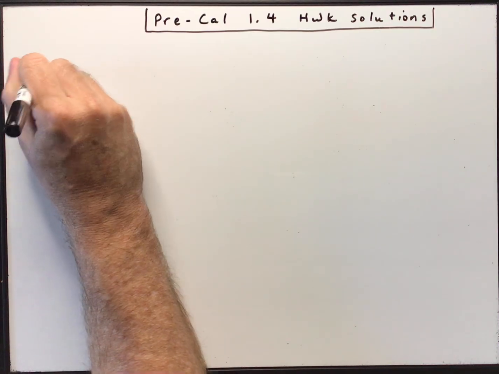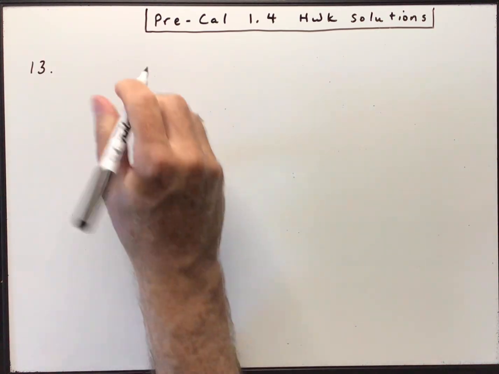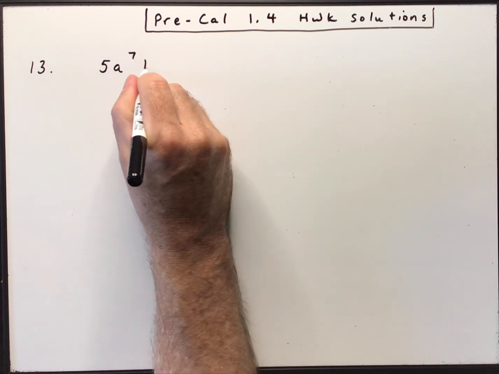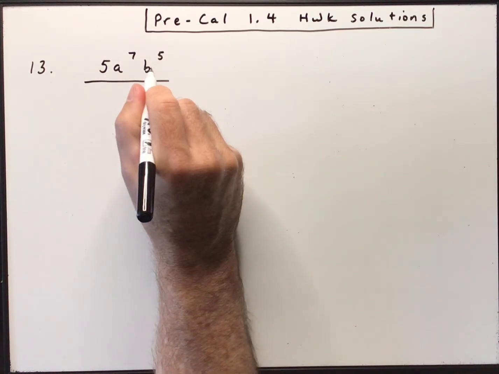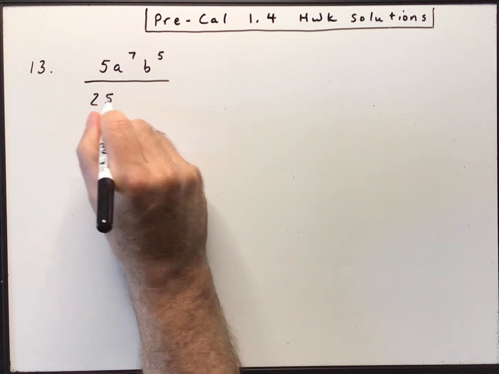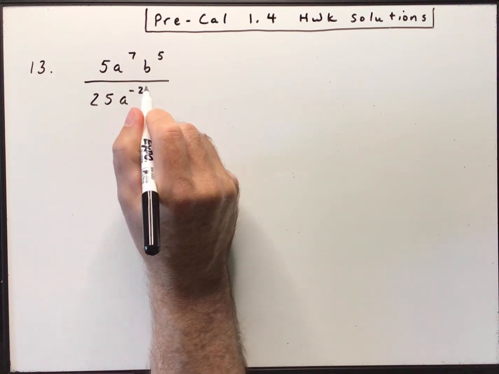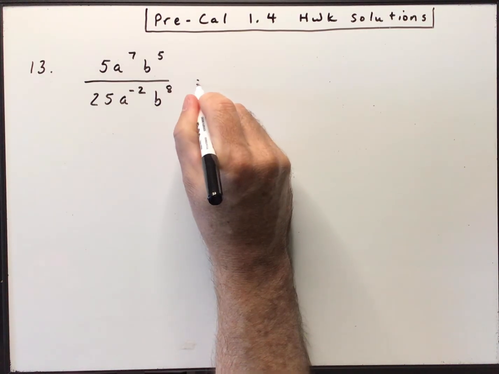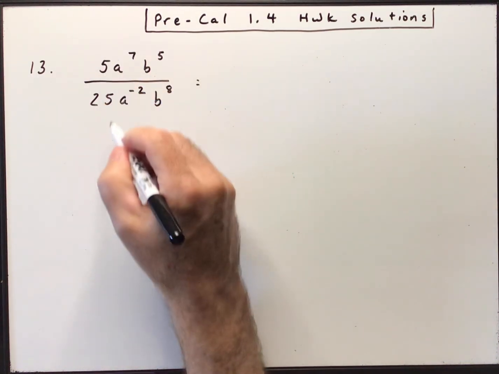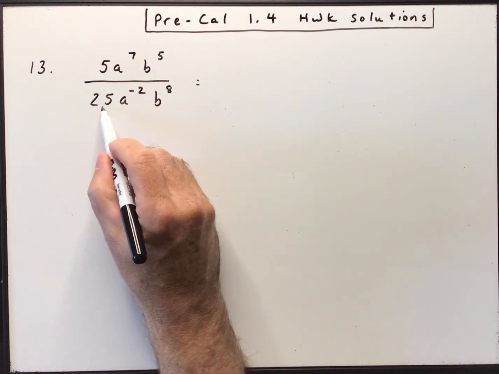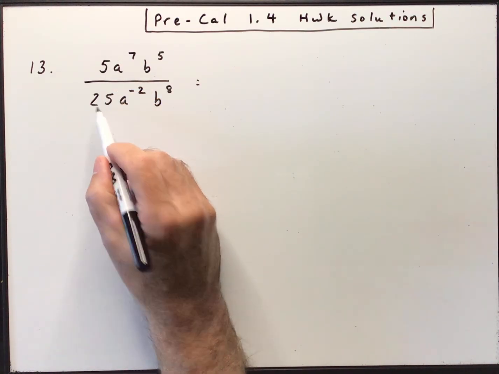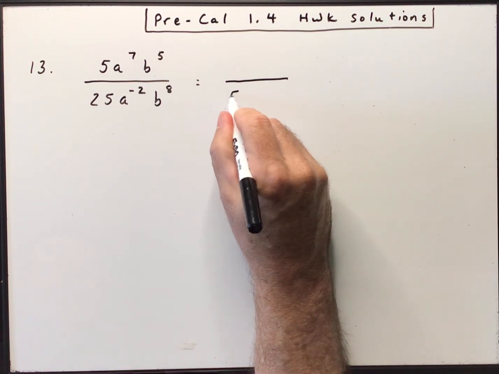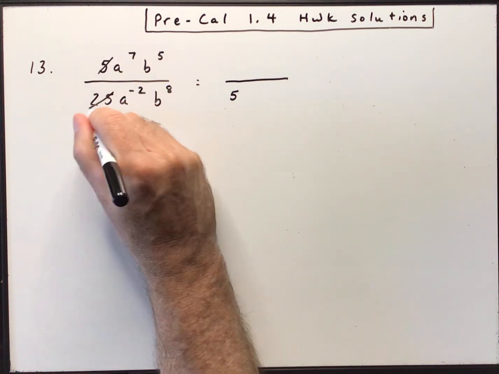Number 13. So again, remember, we are going to try to get rid of all negative exponents. So we'd have 5a to the 7th, b to the 5th, over 25, a to the minus 2, b to the 8th. Okay. So let's deal with the constants first. So we have 5 over 25, right? So that's going to just be 1/5. I'm not going to write the 1 on top, but we'd have 5 there, and that would be a 5.